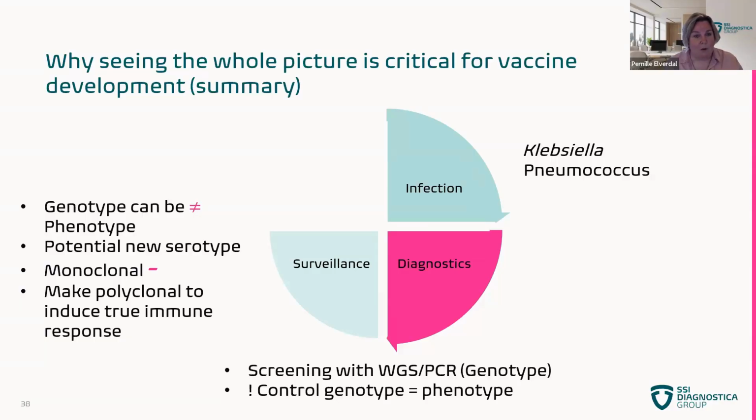I wouldn't recommend using monoclonal for the surveillance industry because then we're only targeting one epitope, and that can mislead which genes are actually expressed, as some of them will express multiple epitopes. So it's important when we look at new phenotypic or serotypes that we try to make monoclonal antibodies to actually induce a true immune response. And if you do that, you will have the best data for your vaccine.